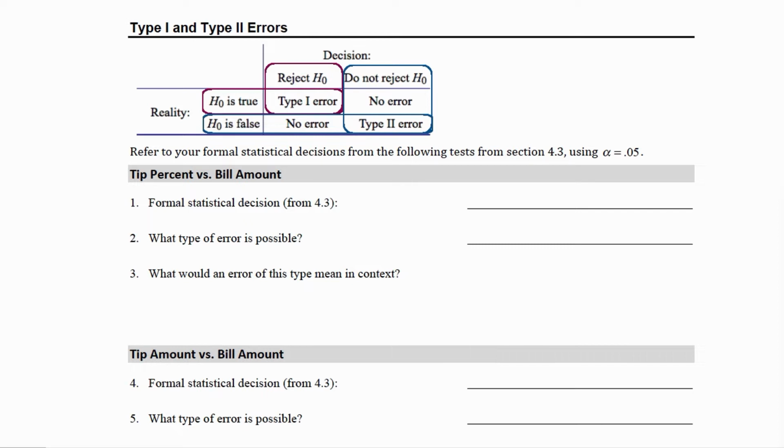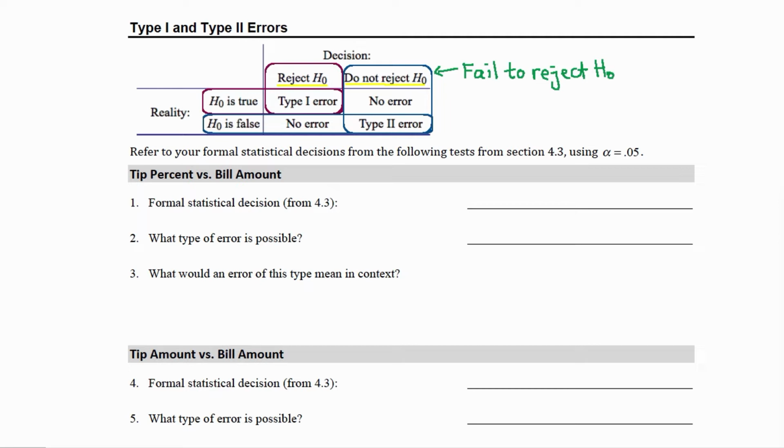So we can easily distinguish which type of error we have based simply on whether we reject or we fail to reject. We've been using the language fail to reject instead of do not reject fairly commonly. So if we take a look at our tip and bill examples from section 4.3, we can identify what types of errors are possible there.